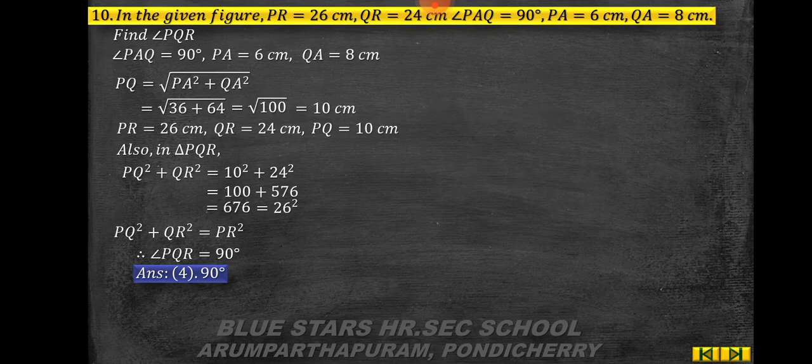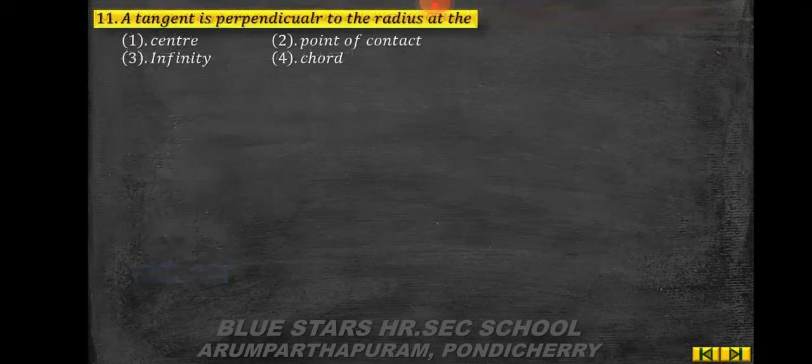So in this question, options are also missing. First one is 80 degree, second one is 85 degree, third one is 75 degree and fourth one is 90 degree. So you just refer this question in your book, which is in page number 199.